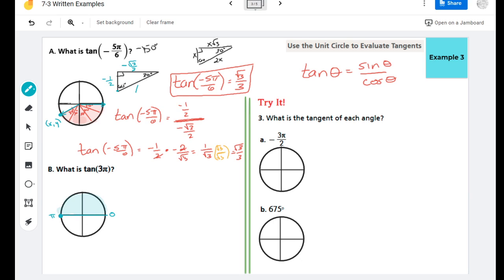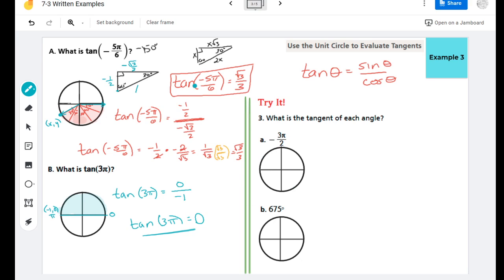Alrighty, now at pi, that ordered pair is negative 1, 0. So the tangent again is the sine divided by the cosine. So my sine here is 0, and my cosine is negative 1. So the tangent of 3 pi is 0 divided by negative 1, which is 0. It's a lot less ugly than you'd think it is, huh?